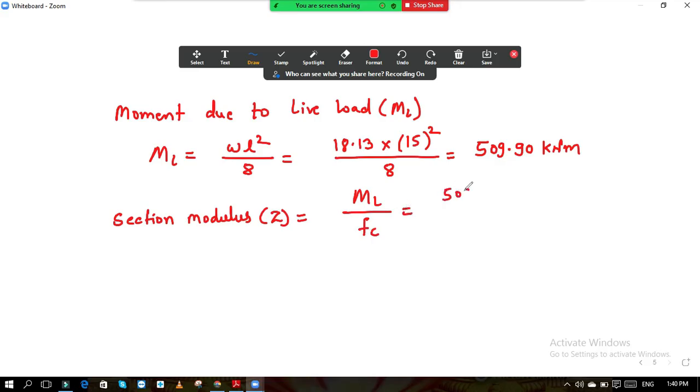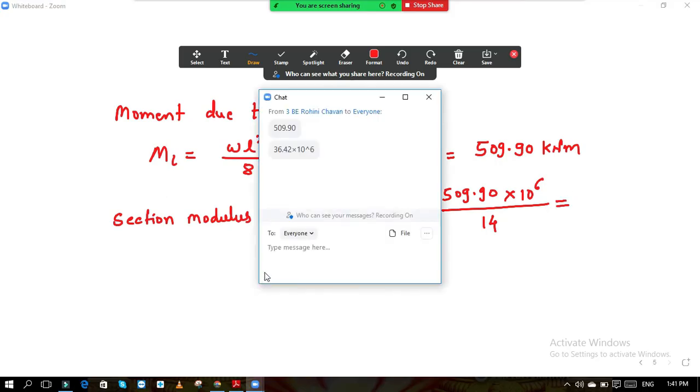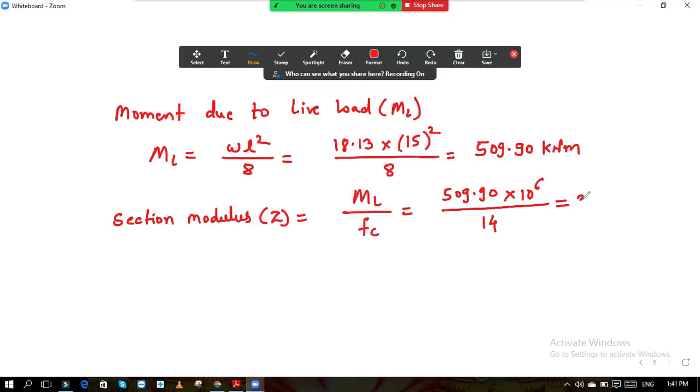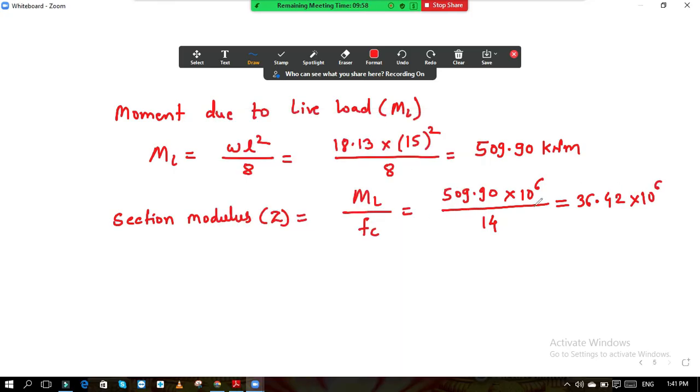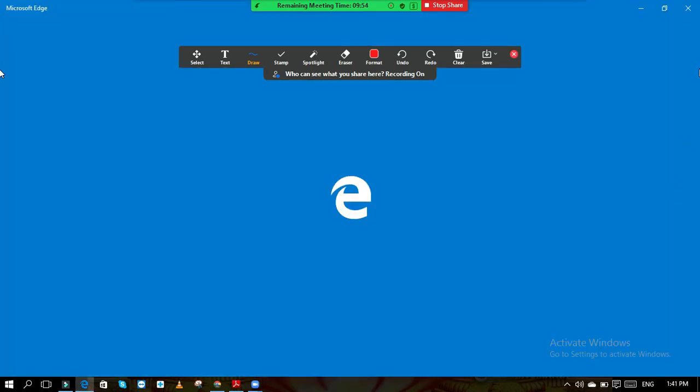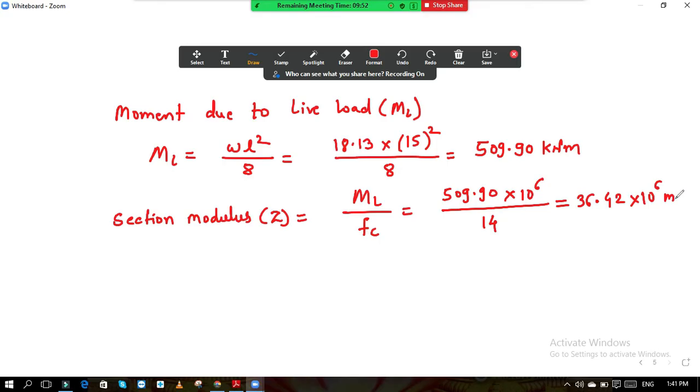So it is 509.90 into 10 raised to 6 Newton mm divided by x, which is 14 Newton per mm square. So 36.42 into 10 raised to 6 mm cube. This is the value of section modulus Z.